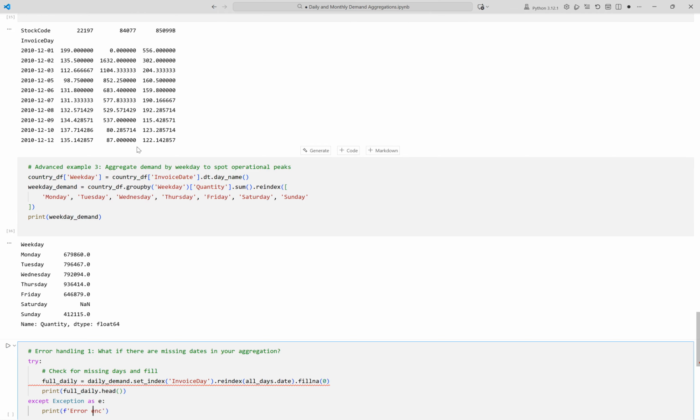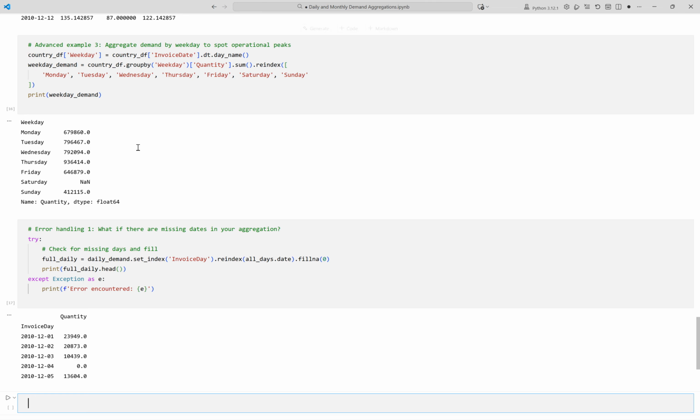Running the cell now. This output shows daily demand quantities indexed by date, with a key detail: the missing date of December 4th is filled with 0 sales rather than being dropped. Notice the 0 value, which ensures a continuous time series without gaps, crucial for accurate analysis and forecasting in demand data. This demonstrates how handling missing dates preserves the integrity of your demand dataset for reliable planning. Practice making your aggregation robust to missing days. It is essential for reliable KPIs.